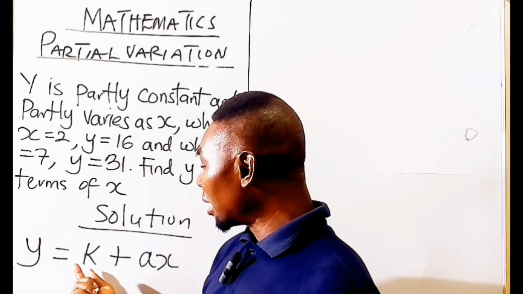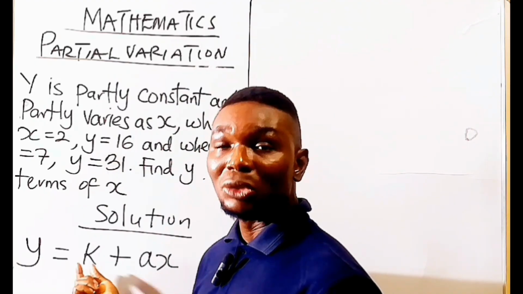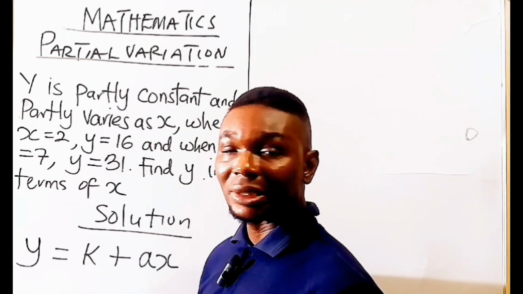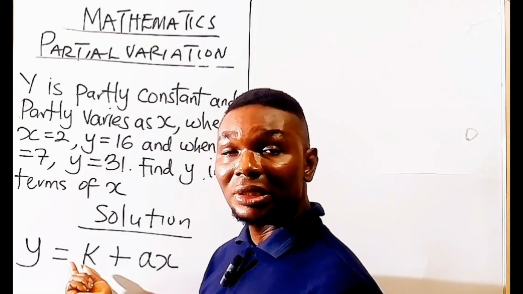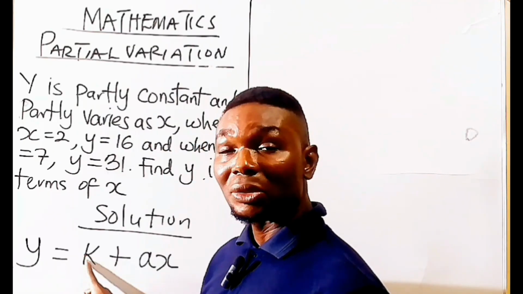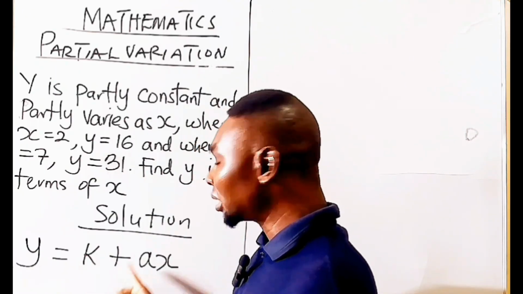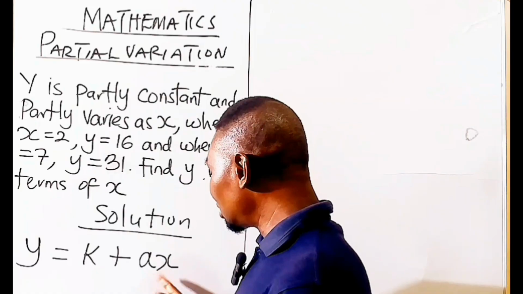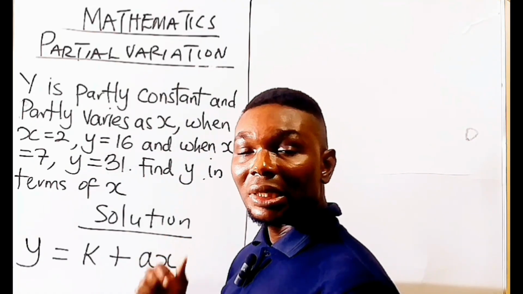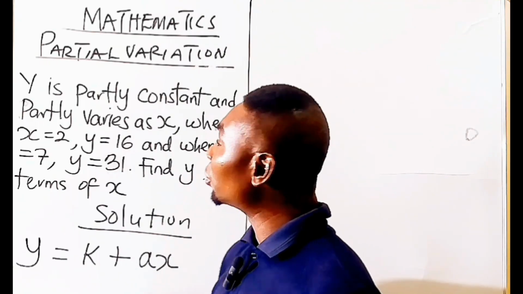Are you getting it? Now, if b, which is a constant, is multiplied by this constant, it will give you a constant. That is, constant multiplied by constant is equal to constant. And that is why there is no point in putting b here, because constant times constant will give us constant. So y is equal to k plus ax, where a is a constant that we are going to look for, and this k is also another constant we are going to look for.